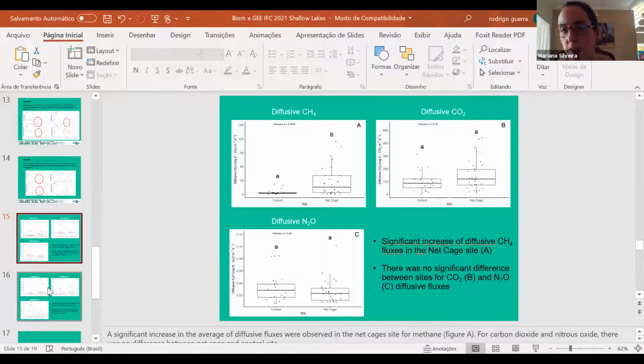Do you want to talk about the gases, Marcelo? Yes, thank you, Mariana. For greenhouse gases, what you saw is that for diffusive methane, we had a significant difference between the controls. The controls were the area before the tanks, the net cages, and after the net cages, following the water flow. So we saw this increase of diffusive methane in the area of the tanks. And we didn't see the same behavior for CO2 and nitrous oxide. So this is a first impression, that we have influence of the net cages.